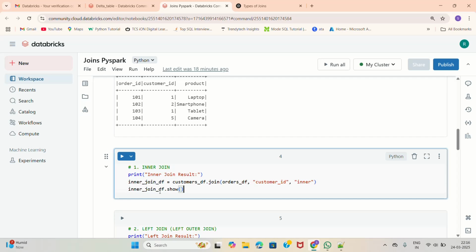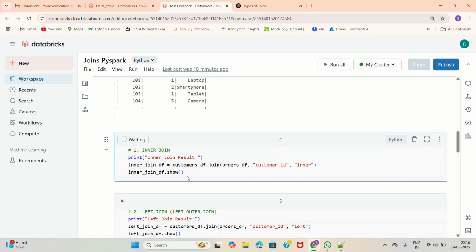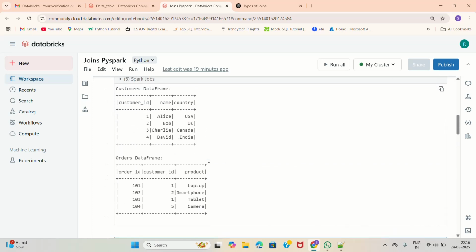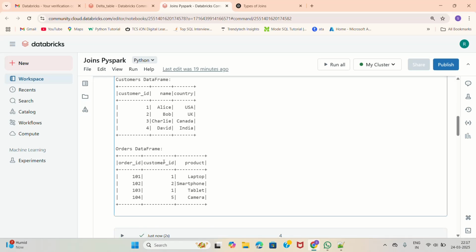Okay, now we'll execute this once. We can see the output here. We observe that we get only three records. So we have only three records which are matching in both the customer and order data frames. Now we are going to look at what those three records are. In the customer data frame we have four records for customer ID, that is 1, 2, 3, 4. In the orders data frame we have four records for customer ID, that is 1, 2, 1, 5. See here, customer ID 1 appears two times in the orders data frame, here and here. So here we are getting two records.